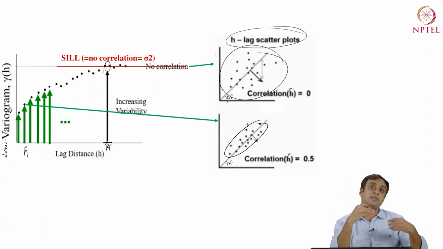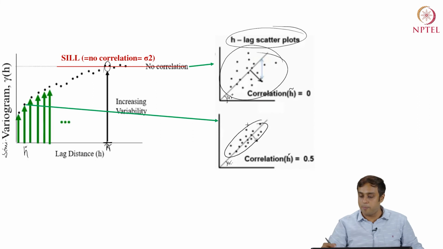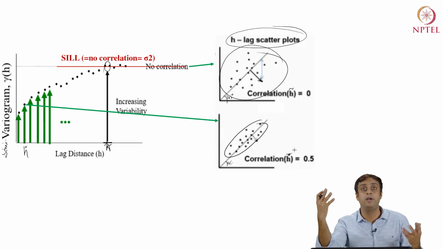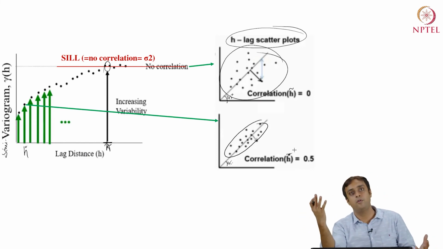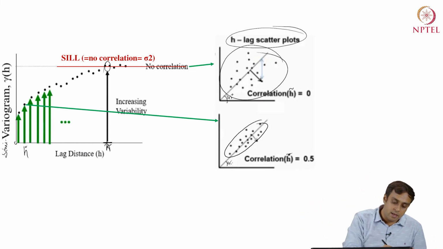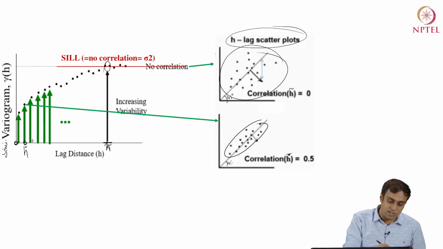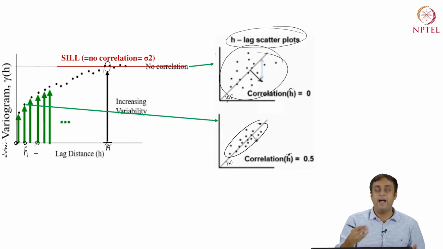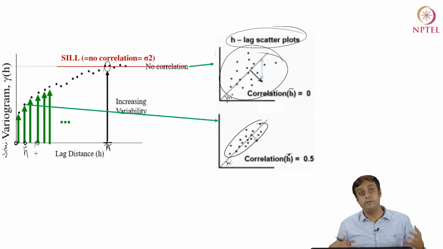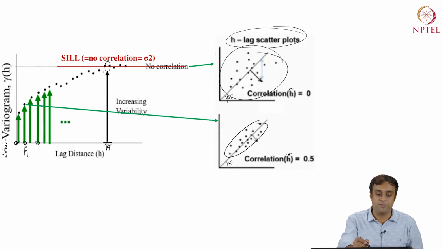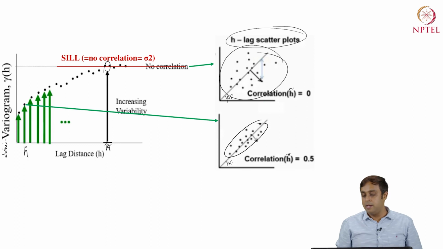Why? Because if all these data points in the H scatter plot were to be located on the 45-degree line, we have a correlation of 1, which is perfect correlation. That is the place where, at any H star or H double star, the value of gamma H drops to 0, that is perfect correlation. I have never observed such a situation with real world data sets, but theoretically that is what it is, right.